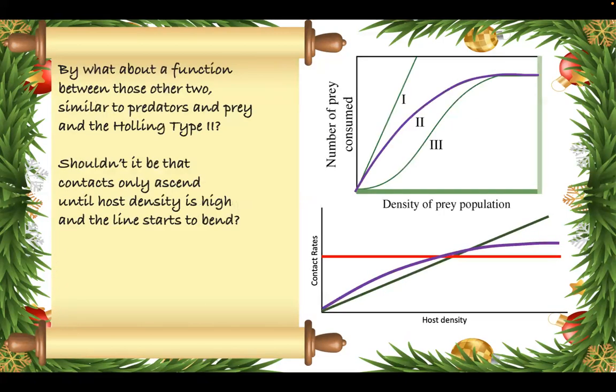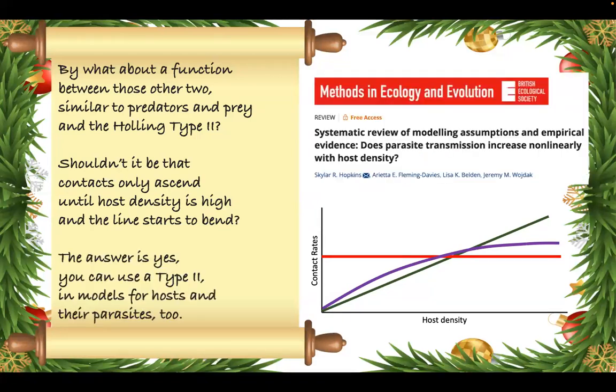But what about a function between those other two, similar to predators and prey in the Holling type 2? Shouldn't it be that contacts only ascend until host density is high and the line starts to bend? The answer is yes, you can use a type 2 in models for hosts and their parasites too.